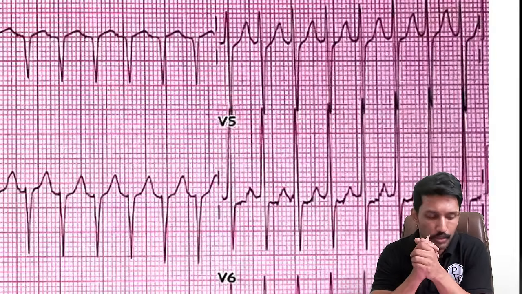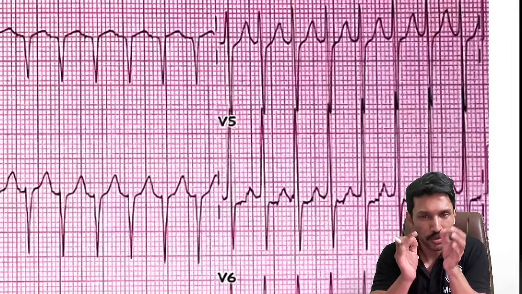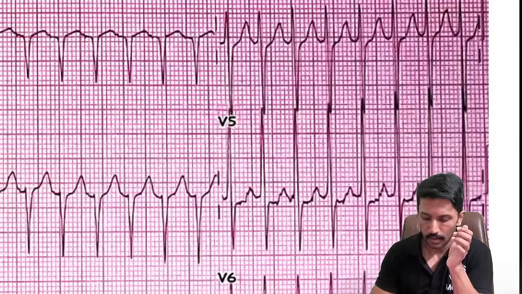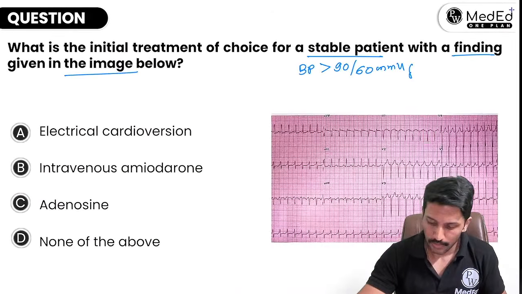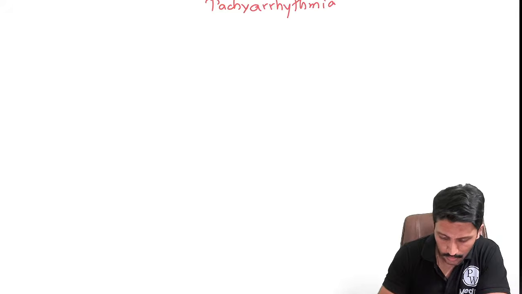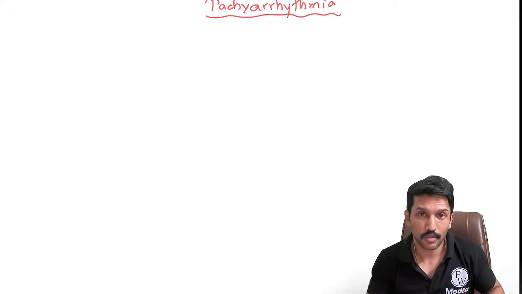How do we approach any question on arrhythmia? The approach is simple. First thing we have to see is whether the QRS complex in an arrhythmia is wide or narrow. So let's go through the approach and then we will come back to this question. I've shown you the image, so some of you can tell me what is your diagnosis here. What's the diagnosis? So if the question is on tachyarrhythmia, how will I get to know the question is about tachyarrhythmia?